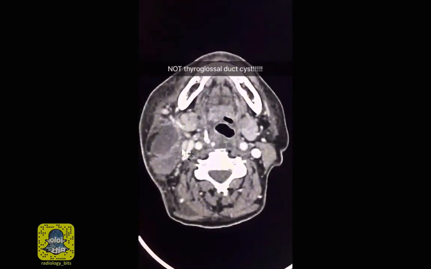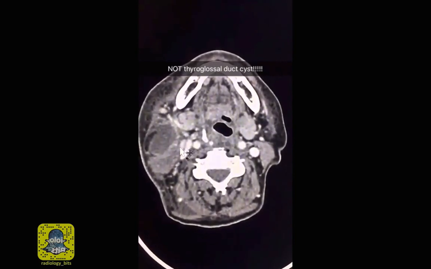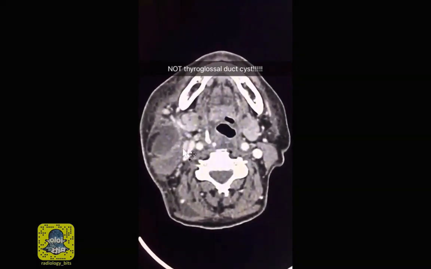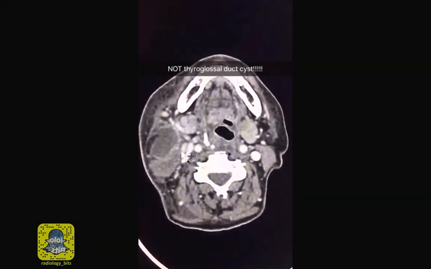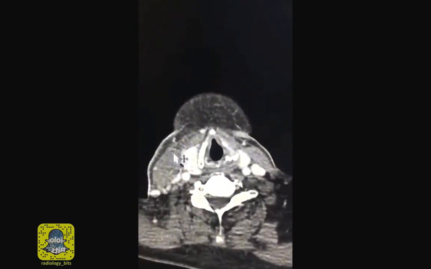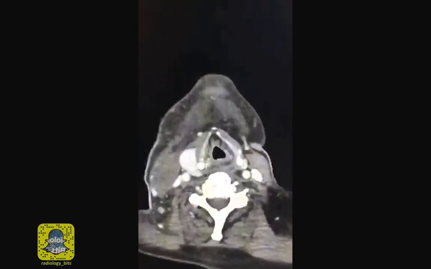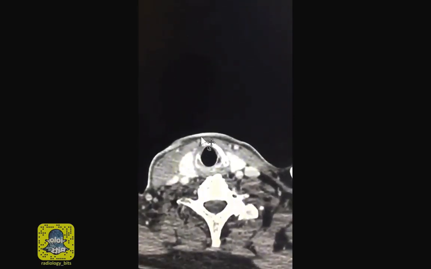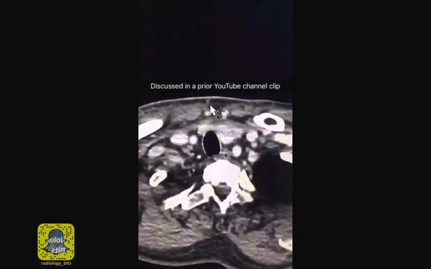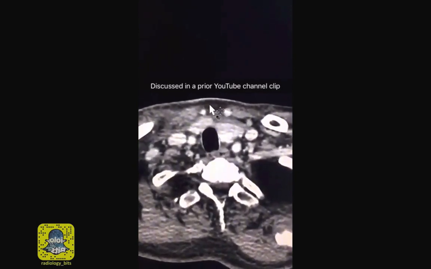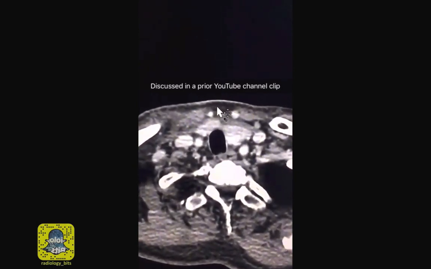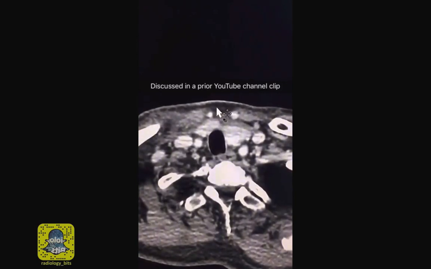Now, one entity that is not in the differential diagnosis and that many juniors would mention when seeing something like this is a thyroglossal duct cyst. Compared to the lateral location of this abnormality, a thyroglossal duct cyst is an abnormality that's midline or paramidline. You may see the appearance and the discussion around thyroglossal duct cysts on one of our prior clips, which are saved on the YouTube channel.